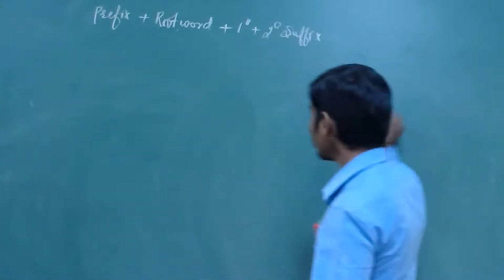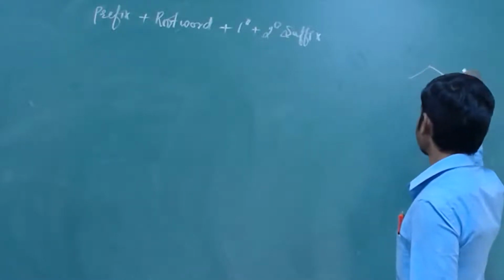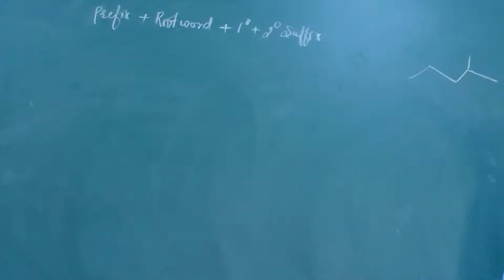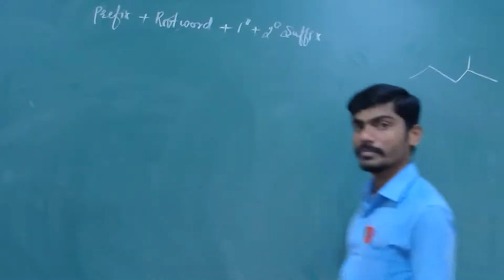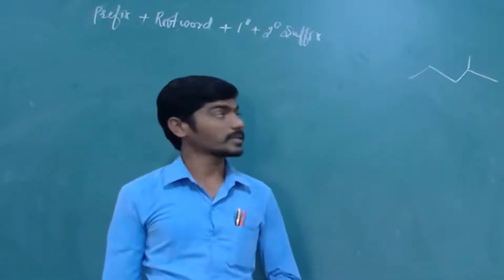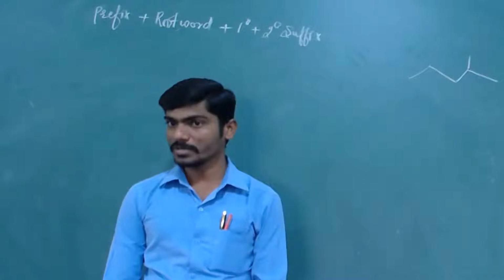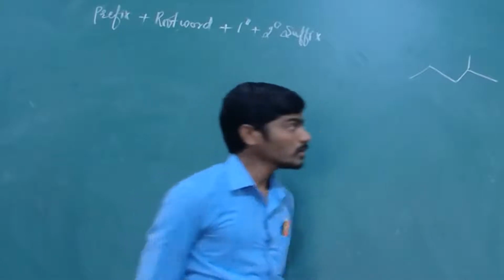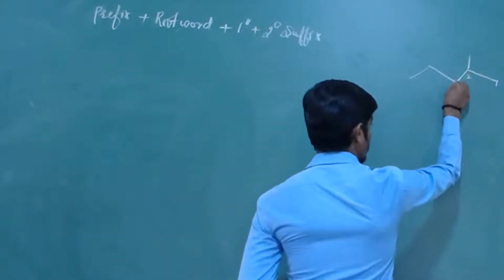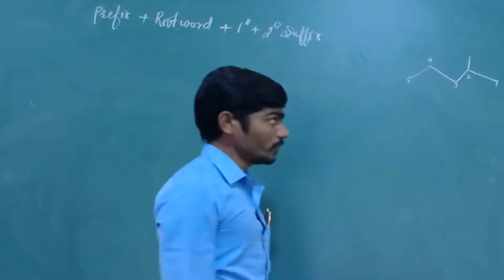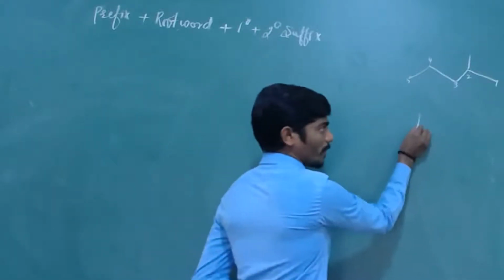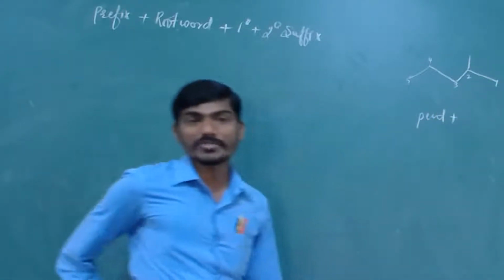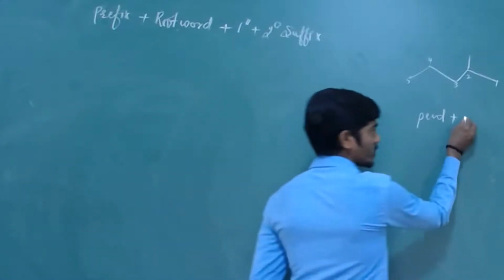For example, if this is the compound, one organic compound, somewhere I have mentioned the substituent. For the root word, how many carbons are there? 5. Pent, 5 carbon atoms. Numbering, how are we doing the sum? Right to left or left to right? Right to left. Yes, number 1, 2, 3, 4, 5. So 5 carbon atoms, root word is pent, plus primary suffix. The primary suffix is ane.